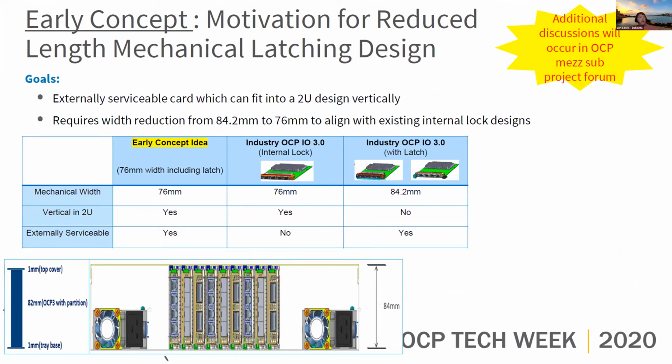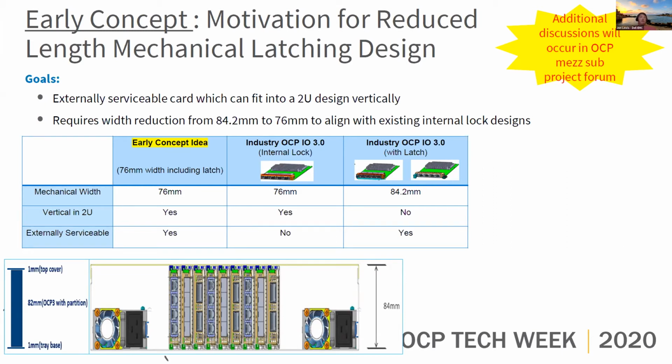Thanks, Jonathan. So we wanted to bring forward an early concept for a proposed change to the latching mechanism that is in the SFF. The proposal here is such that we can fit the SFF, and it would also work with the TSFF and ETSFF, vertically into a 2U, as our diagram here at the bottom shows. And the reason is quite obvious. It allows you to stack these in much more readily.